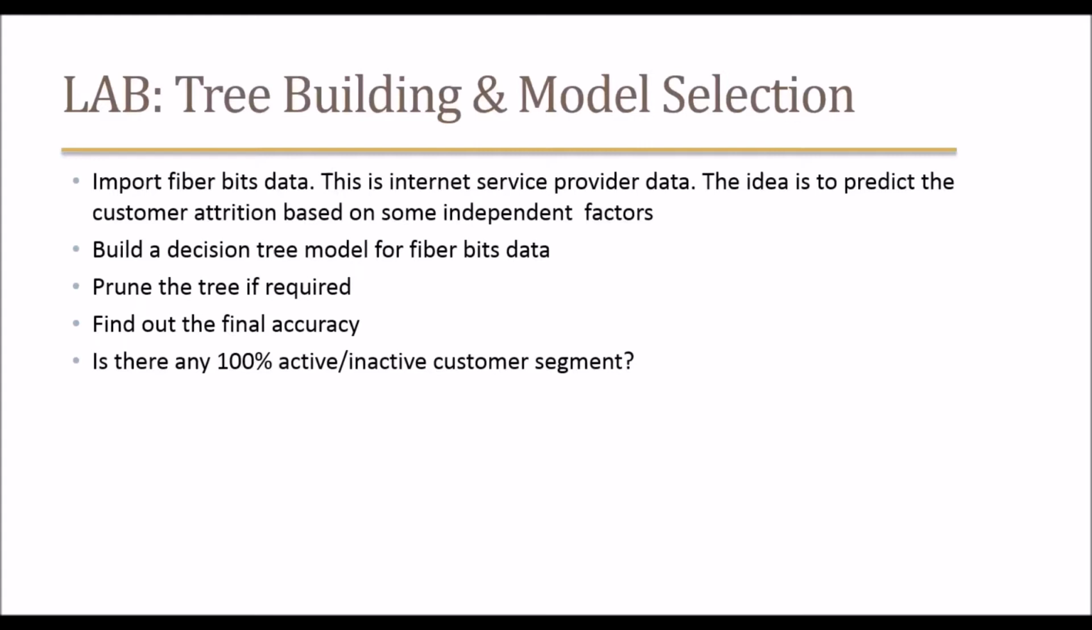Import the fiber bits data, which is internet service provider data. Some of the customers have attrited, some of the customers are still using the internet service provider's services. Now there are some independent factors like speed of the internet, service quality, etc. Based on that, we need to predict whether a customer will attrite or not. So we need to classify the whole data as attrited and non-attrited, so that for the customers that already exist in our portfolio, we can find the probability of attrition in the next few months.